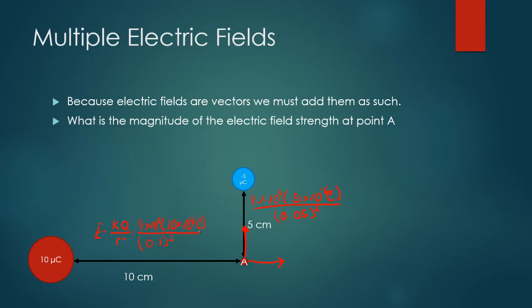And what I end up with is the electric field strength here, due to my 10 microcoulomb positive charge, as being 9 times 10 to the 6 newtons per coulomb. And over here, I get my electric field strength of the small negative 5 microcoulomb charge as being 1.8 times 10 to the 7th newtons per coulomb. Okay, so this is my two field strengths. I have this one, and I have this one.